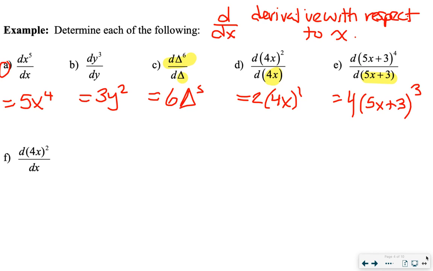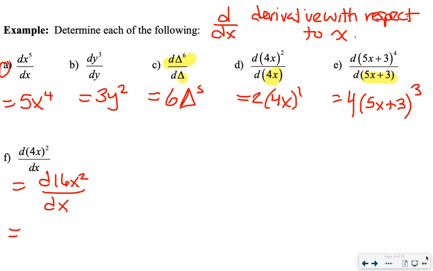And 4 times 5x plus 3 all cubed. Right? F is a bit different. I'm taking the derivative of 4x squared with respect to x. So let's look at a couple ways that we can do that. First off, let's expand that square into the bracket. So really I'm taking the derivative of 16x squared with respect to x.